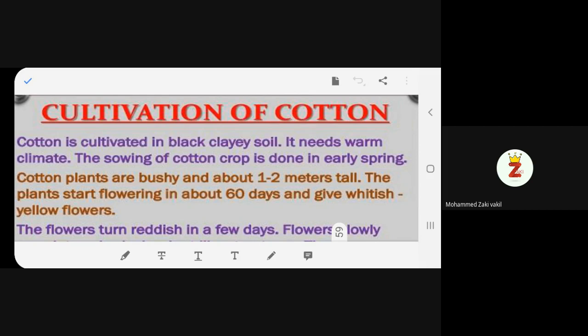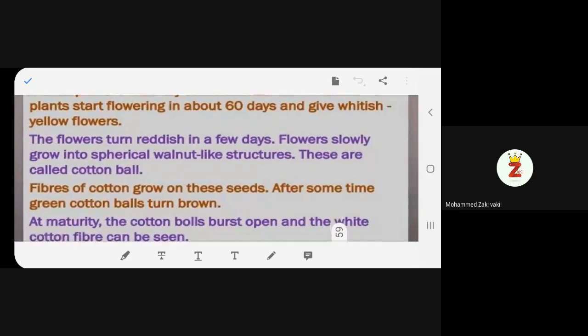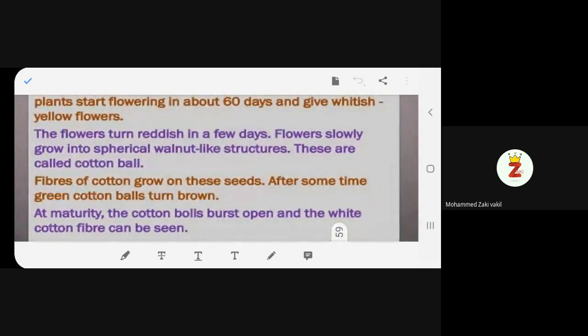The plants start flowering in about 60 days and give whitish yellow flowers. The flowers turn reddish in a few days. Flowers slowly grow into spherical walnut-like structures. These are called cotton balls. Fibers of cotton grow on these seeds. After some time, green cotton balls turn brown.